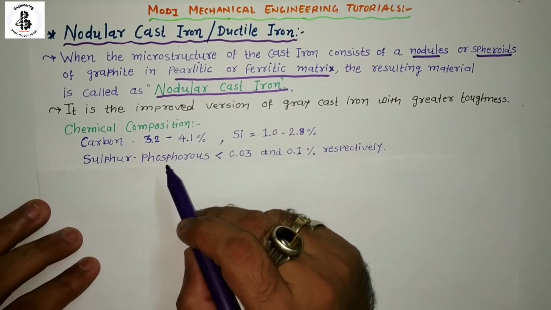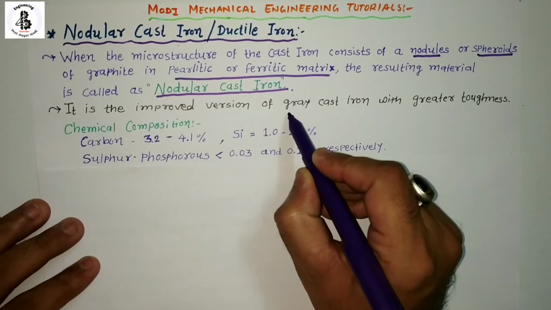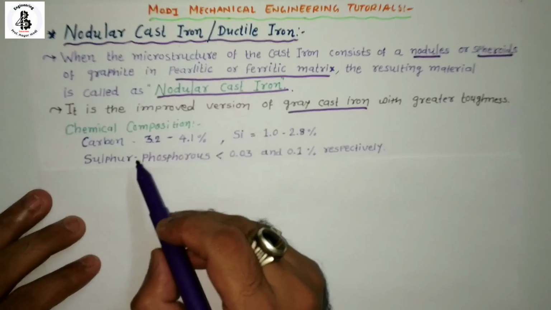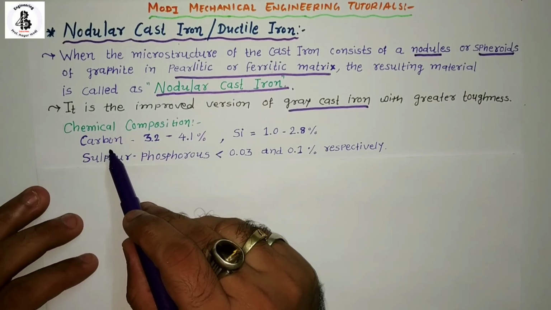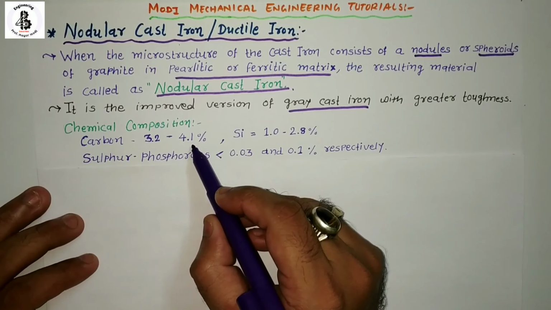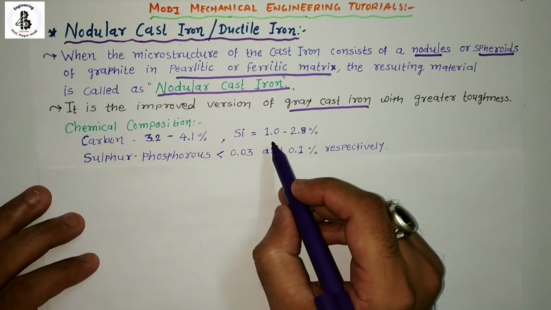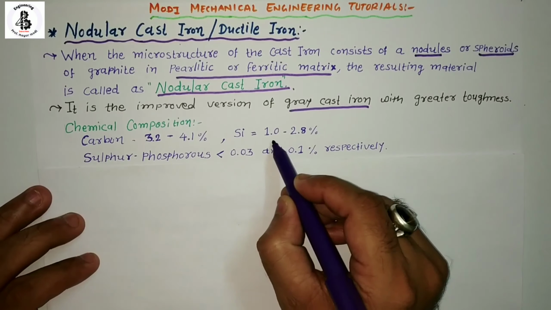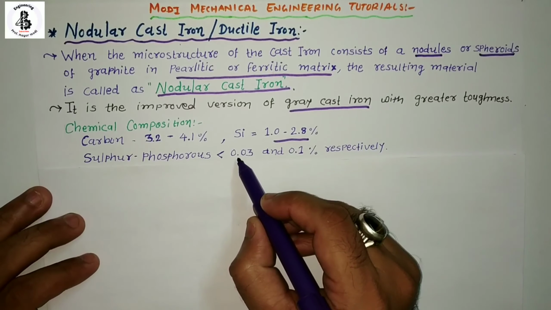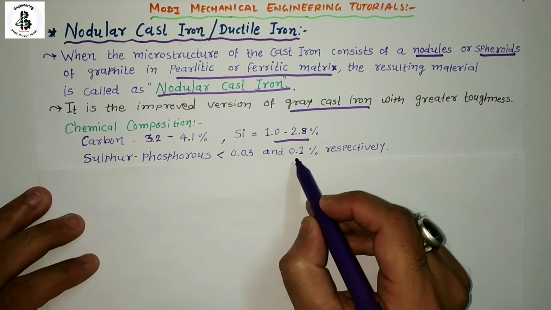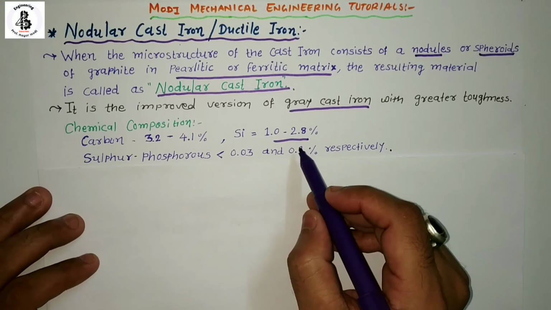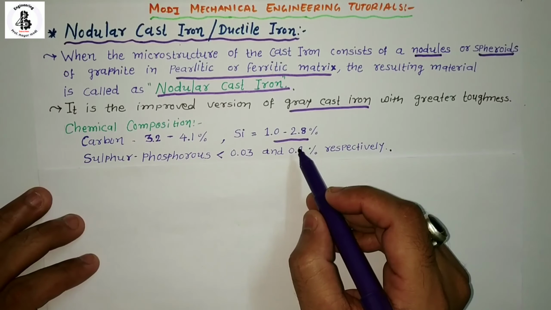Nodular cast iron is the improved version of grey cast iron, with greater toughness. Basically, for the chemical composition, you can see the carbon is around 3.2% to 4.1%, silicon around 1% to a maximum of 2.8%, and sulfur and phosphorus less than 0.03% and 0.1% respectively. That is the chemical composition found in nodular cast iron.